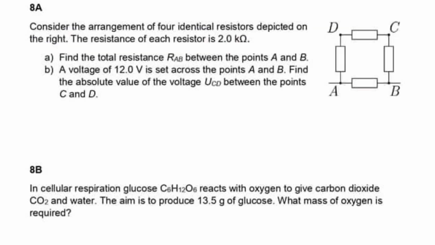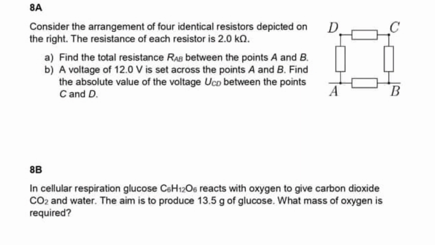Question number 8 is from the physics side. Consider the arrangement of 4 identical resistors depicted on the right. The resistance of each resistor is 2 kilo ohm. A. Find the total resistance AB between the points A and B. B. A voltage of 12 volt is set across the points A and B. Find the absolute value of the voltage UCD between the points C and D. So this is from physics, and let's go to the next question, 8B, which is from chemistry.